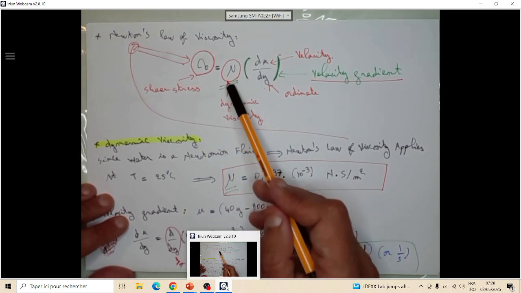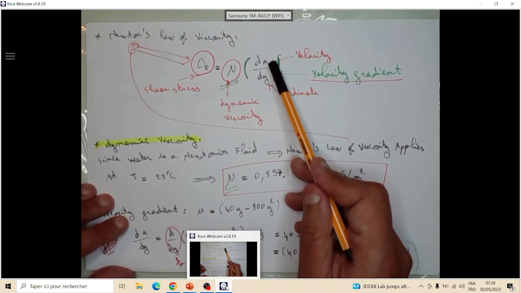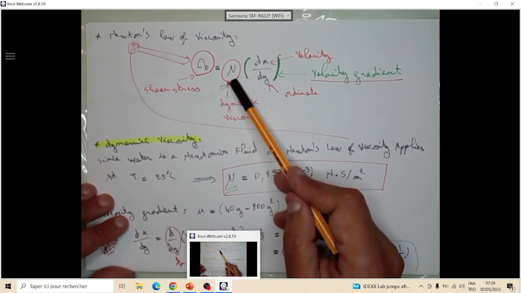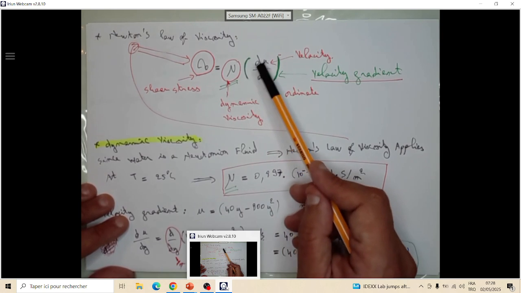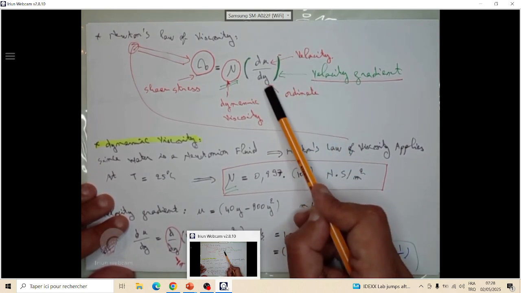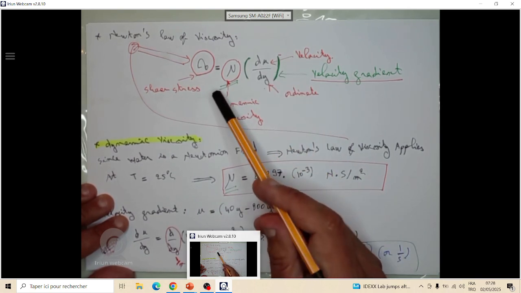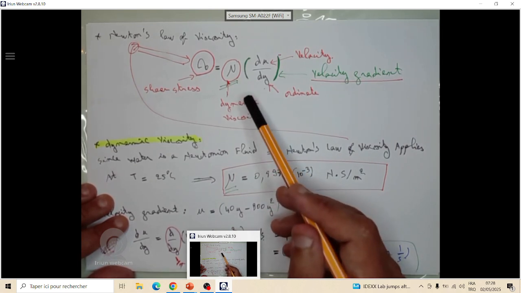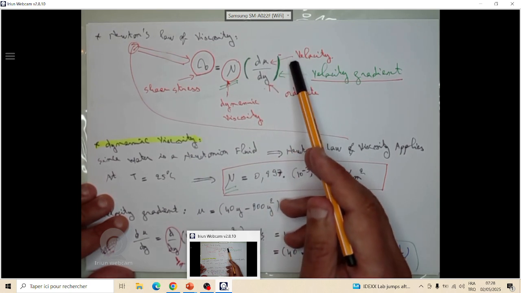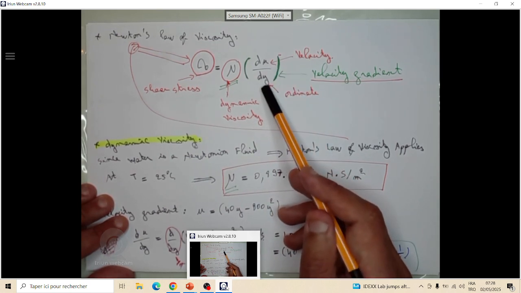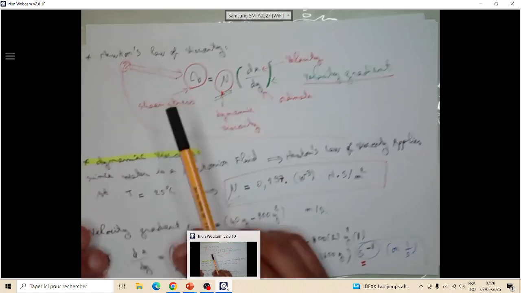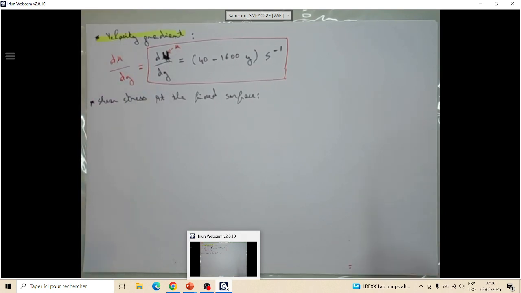Tau is equal to mu times the derivative of u with respect to y, which is the dynamic viscosity times the derivative of velocity with respect to the ordinate. So tau, which is the shear stress, is equal to the dynamic viscosity times the derivative of the velocity, which is u, with respect to y, which is the ordinate. So we will use this equation in order to calculate the shear stress.